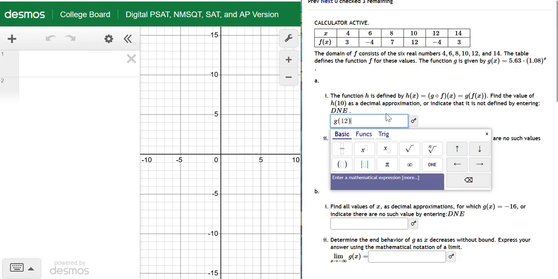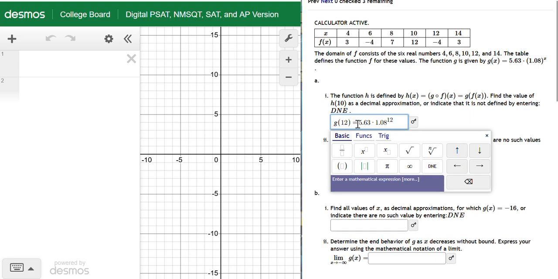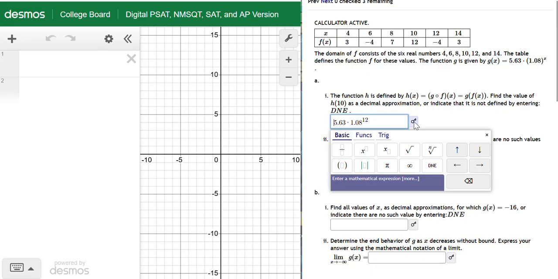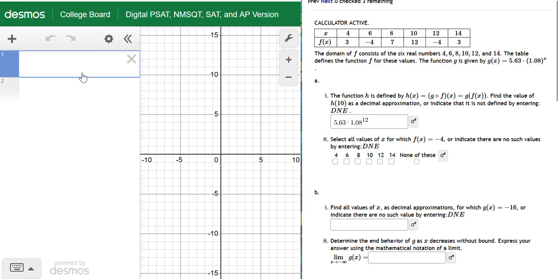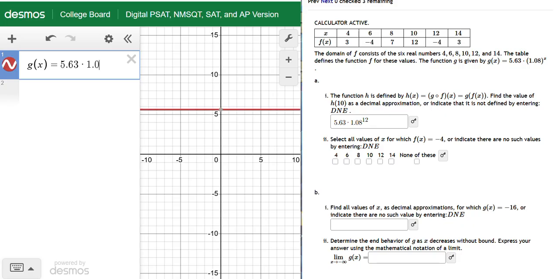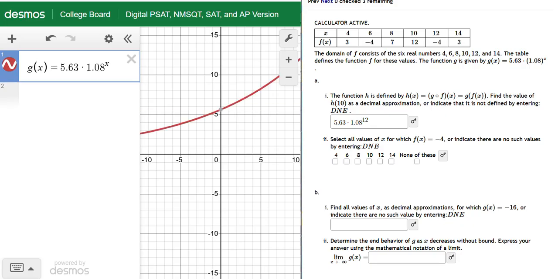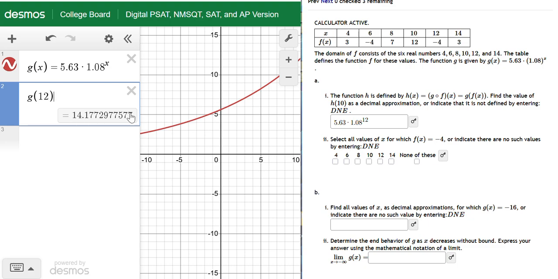And if this is our function right here, g of 12 is 5.63 times 1.08 to the power of, and I'll put 12 here, is what I'm evaluating, and that will give me my solution. If I were to do it on Desmos, I could type my function g of x in, and I'm using function notation so I can more easily evaluate it, but 5.63 times 1.08 to the power of x, and I'll leave x in that form. And here I can just say g of 12, and I get my same answer.